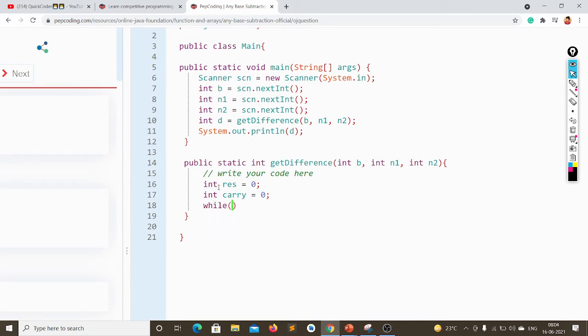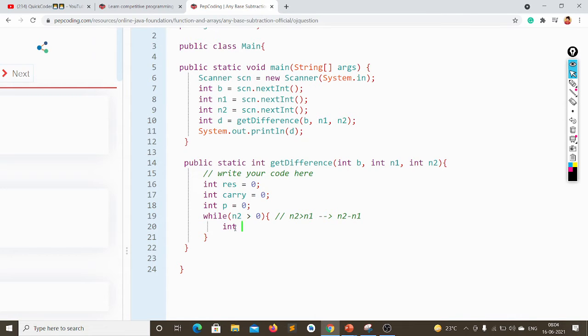And what I will do is b is equal to 0. Okay, don't worry. I will explain this code by tracing it out with an example. What I will do is, while n2 is greater than 0, I will run this loop, because n2 is greater than n1, means we are doing n2 minus n1. Okay, let's imagine that.